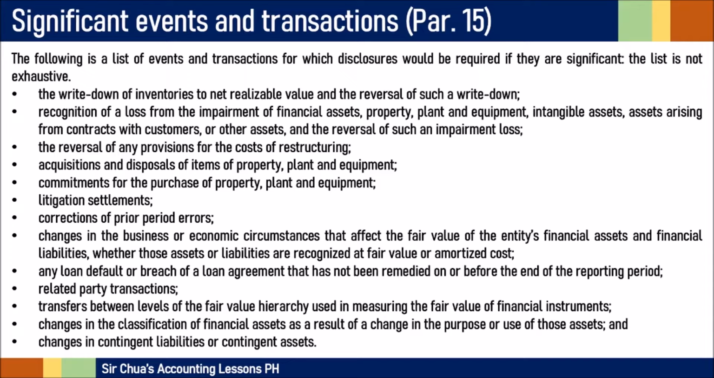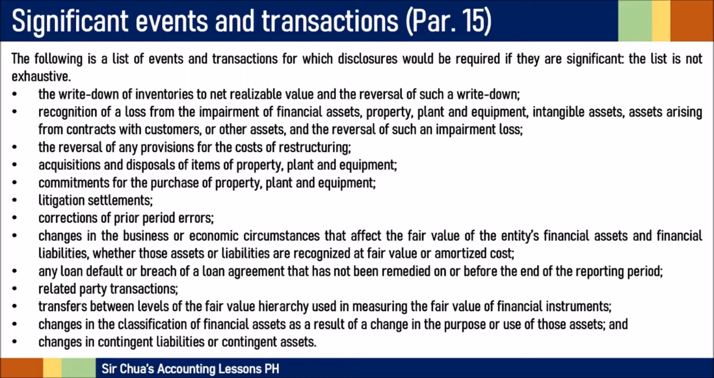Okay? The following is a list of events and transactions for which disclosures would be required if they are significant, but the list is not exhaustive, but this is the list that was given to us by IAS 34. Number 1, the write-down of inventories to NRV and the reversal of such write-down. The recognition of a loss from the impairment of financial assets, PPE, intangibles, assets arising from contracts with customers or other assets, and kung meron pong reversal ng impairment loss yung mga assets na yun.